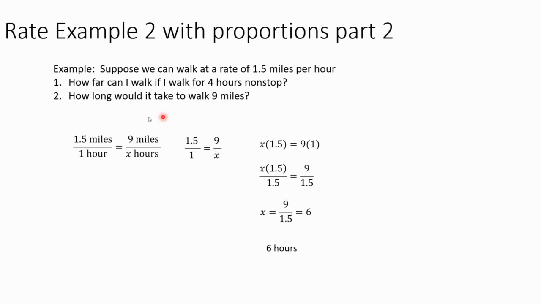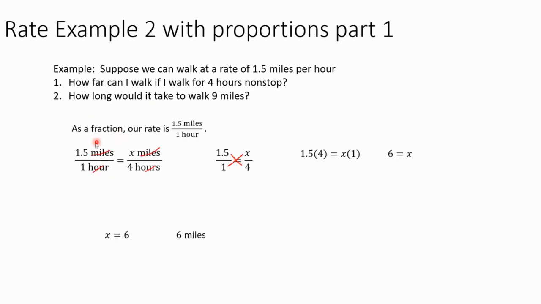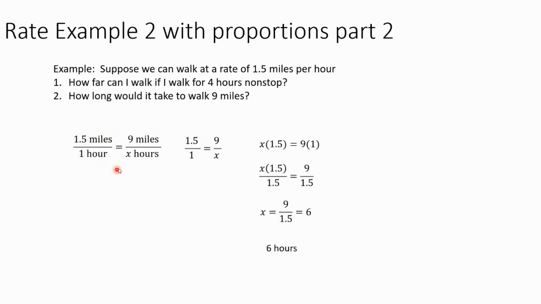For the second part, same idea. How long would it take to walk 9 miles? Well, this was the rate from before, the same rate. You don't actually have to worry about inverting it now. You just want to make sure the units are in the same corresponding position. So the other rate would be 9 miles divided by how long it took, hours in other words. We don't know that, so that's what x is.